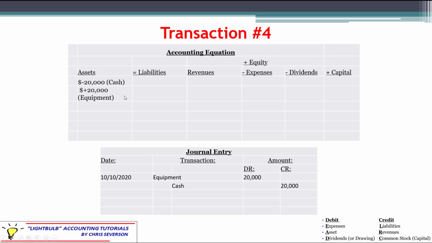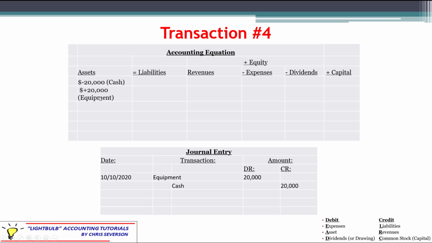So this is the same basic situation as before. We have a subtraction to cash for $20,000, an addition to another asset, equipment, for $20,000. Therefore, the net effect is $0 for total assets, and nothing else needs to be reported.